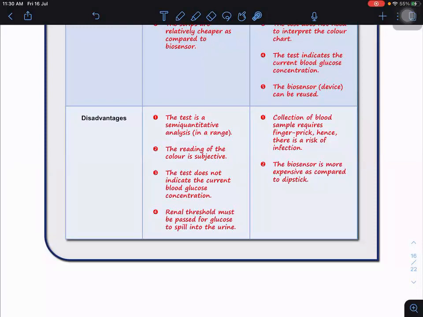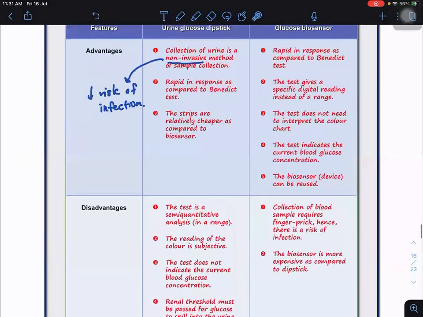And the test does not indicate the current blood glucose concentration because it's urine. Urine means that you need to pass the renal threshold before you can see the glucose spilled into the urine. If, let's say, you check using the strip and there's no glucose in the urine, it doesn't mean that your body actually maintains a normal range, okay? Because the normal range should be 80 to 120. If it is higher than 120, say 150, that means it hasn't reached the renal threshold, but your blood glucose level is high. Can you see that? So it won't give us the current blood glucose concentration. That is one of the disadvantages.